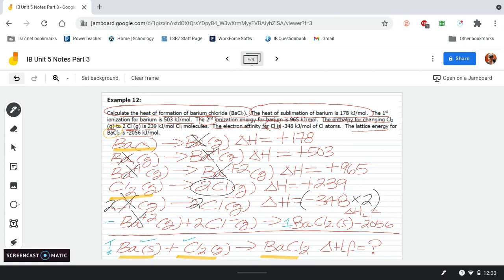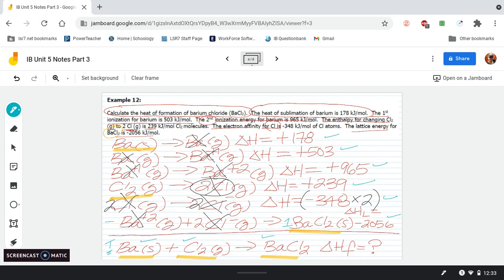So now this will cancel. We've got 2 chlorine minuses here on the right and here on the left. And then the last thing, we want to keep this because it goes there with a BaCl. Boom. That should be everything. So now mathematically, you're just going to add this plus this plus this plus this plus this plus this to get your delta H formation.